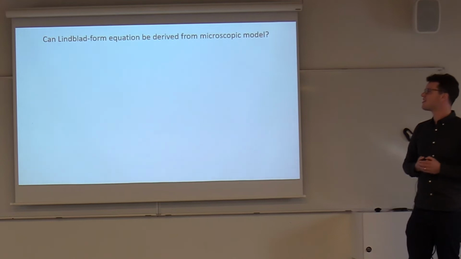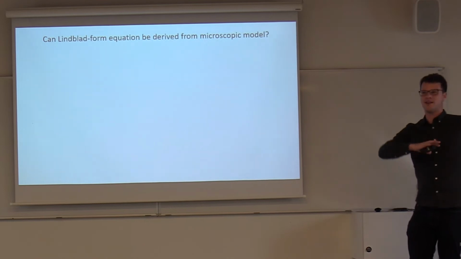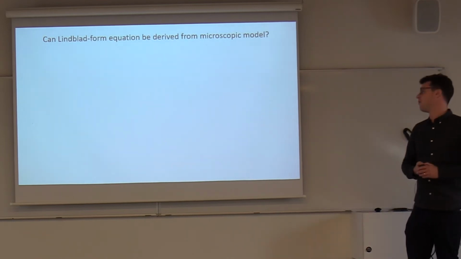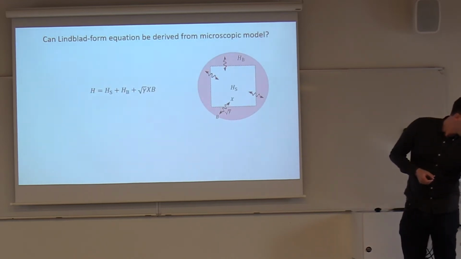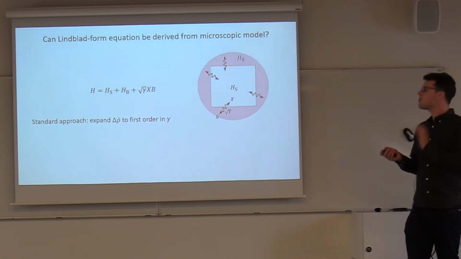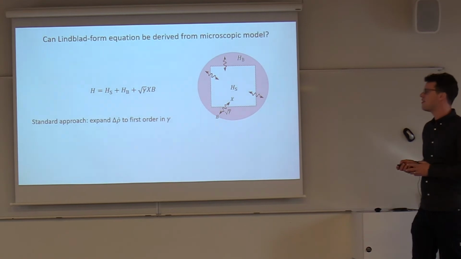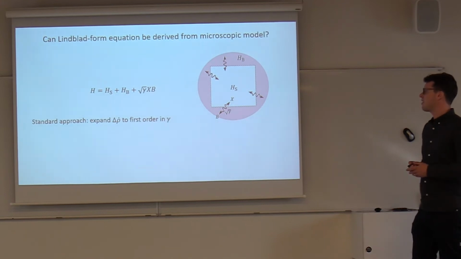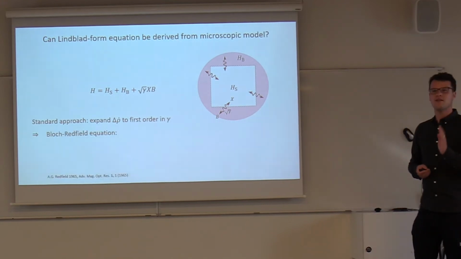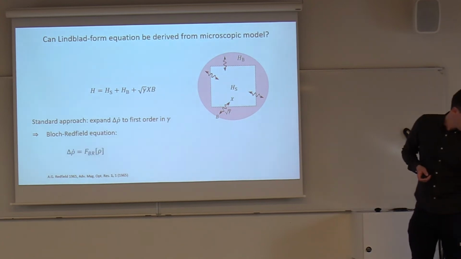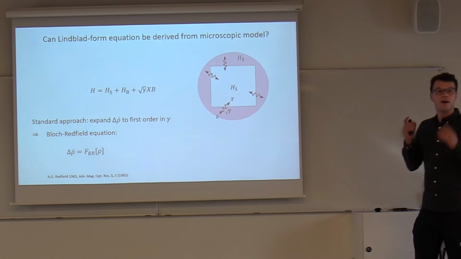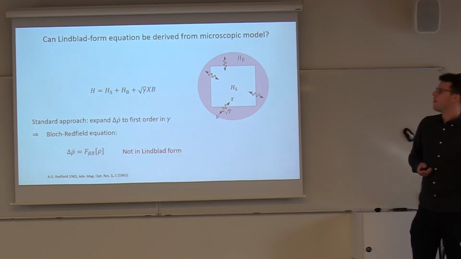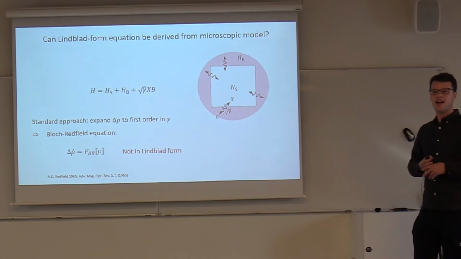So is it possible to derive this Lindblad form from a microscopic model, like starting from this Hamiltonian of the universe that I gave before? Can we get to this Lindblad form? Historically, there has been a very common way of doing it. One could think we take the entire Hamiltonian of the universe, and then just perturbatively expand the equation of motion of the density matrix in gamma. And if we do that, we end up with a very common method called the Bloch-Redfield equation, which is also Markovian, but it's not in the Lindblad form. So the standard perturbation theory in gamma does not give you the Lindblad form.